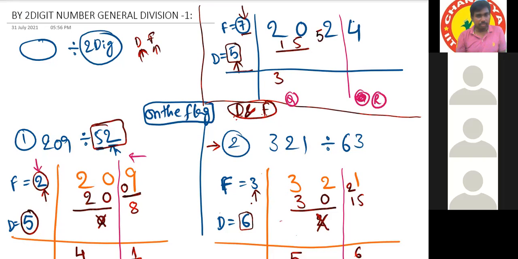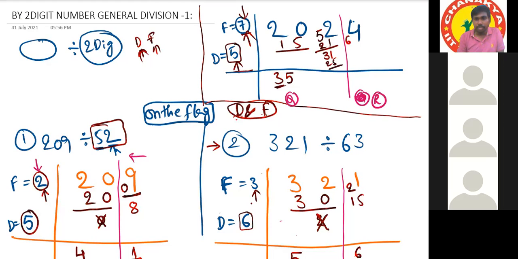So the divisor work is over. Now coming to the flag. 7 3s are 21. If you subtract 21, this number becomes 31. In the previous case, we had taken 6 times, but we are not getting the subtraction, so I'm considering 5 times only. 5 5s is 25. 31 minus 25 is 6. Now it becomes 64.